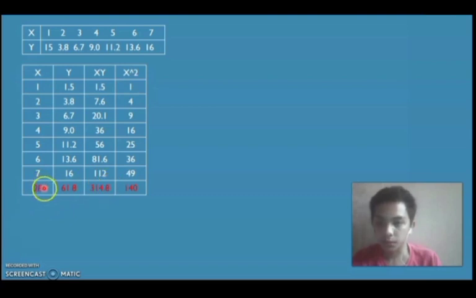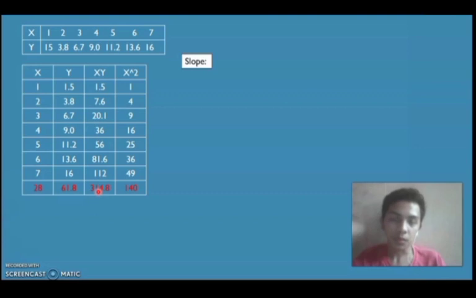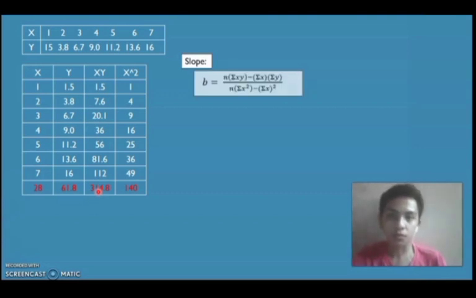This is the sum of x value, which is 28. This is the sum of y value, which is 61.8, and the sum of xy, which is 314.8, and the sum of x squared, which is 140. We are going to use this for the solution. First, let's find the slope.